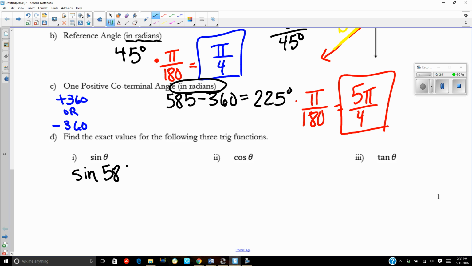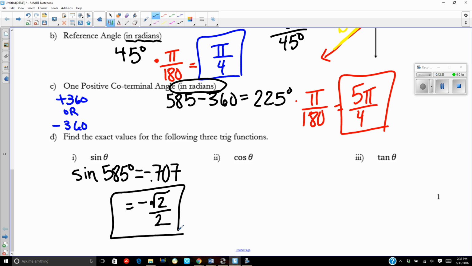Doing the same problem. Remember, sine of 585 is essentially the same as the sine of 225. But if you type the sine of 585 in your calculator, you get negative 0.707, which we know is equivalent to negative radical 2 over 2. So that's the sine of 585. We're going to do the same thing. Now we're going to take the cosine of 585, or in other words, the cosine of 225. And you get the same decimal.